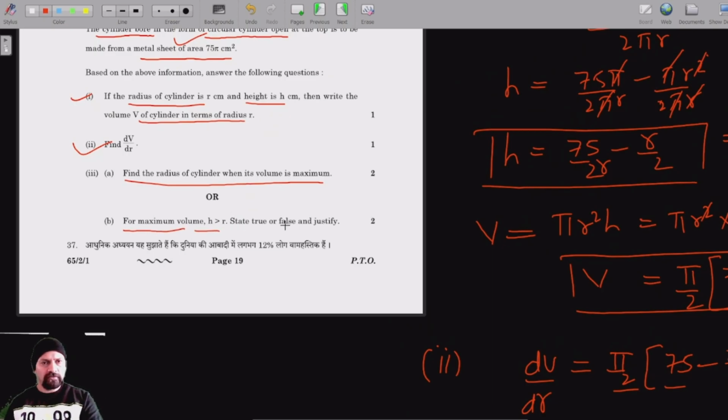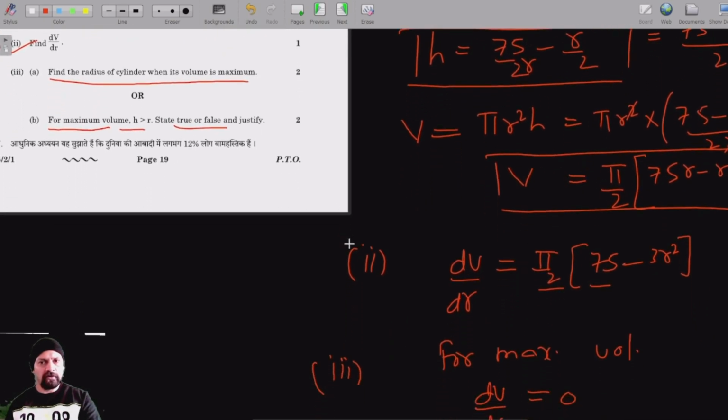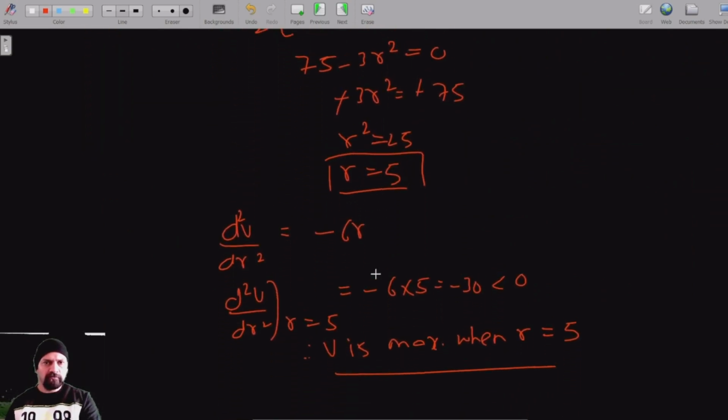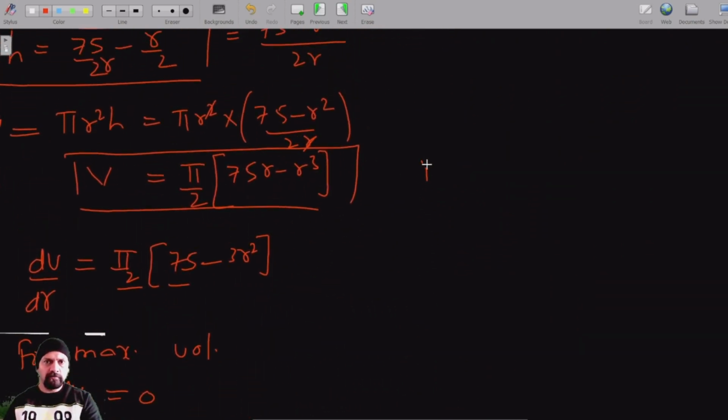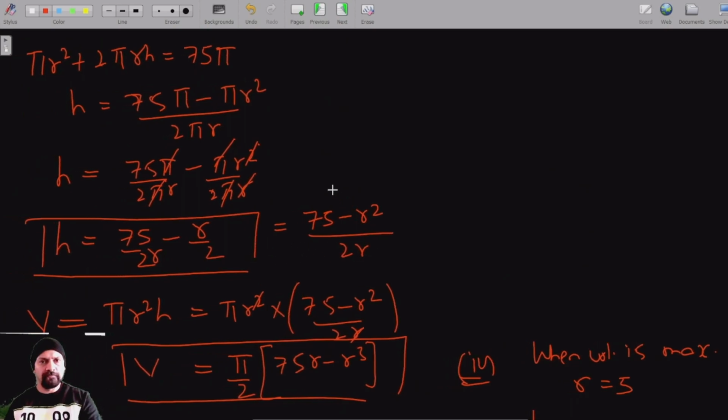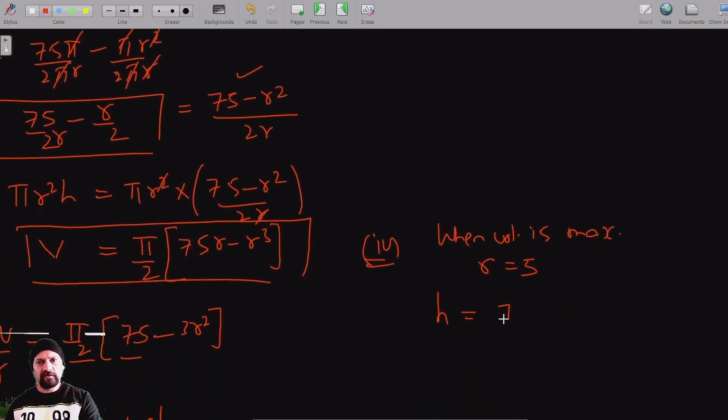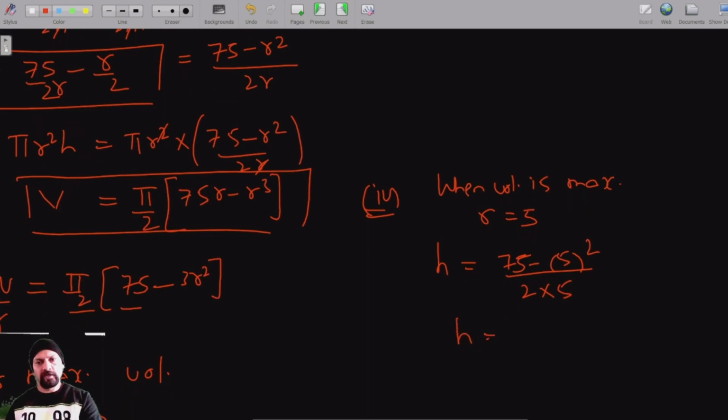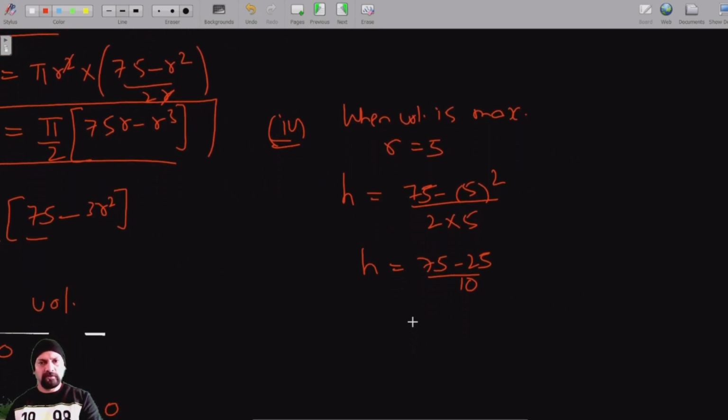For maximum volume, is height greater than radius or not? So volume is maximum when radius is 5, and let's find out h as well. So h is (75 minus r square) upon 2r, which is 75 minus 5 square upon 2 into 5. So height is equal to 75 minus 25 upon 10.